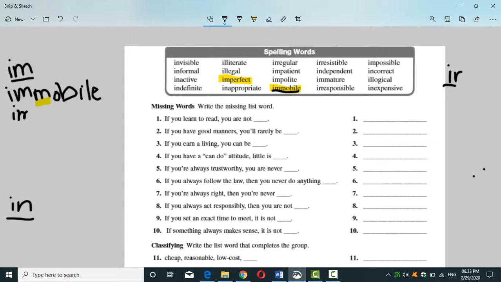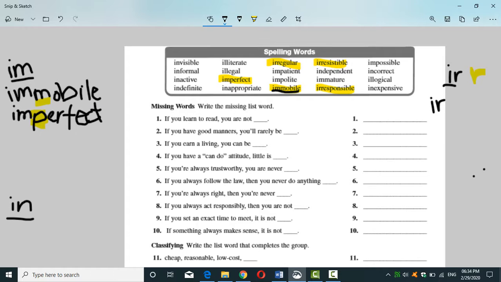So on the quiz that you will have tomorrow, you need to understand that words that start with P, imperfect, or M, usually take the prefix IM, while IR includes words that usually start with R. So the other words starting with IR are like irresistible, irregular, irresponsible. All those words can be listed here because they start with R.